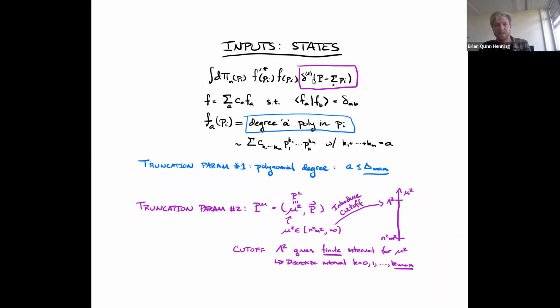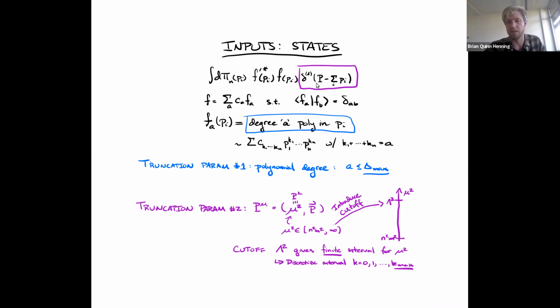So now that we have a way of having states, let me explain the truncation parameters that enter in. The first truncation parameter is polynomial degree. The idea is that low degree polynomials cover the whole space, and higher degree cover oscillations. Hopefully the low degree ones capture the long distance physics we're interested in. So we'll only keep states up to a given degree.